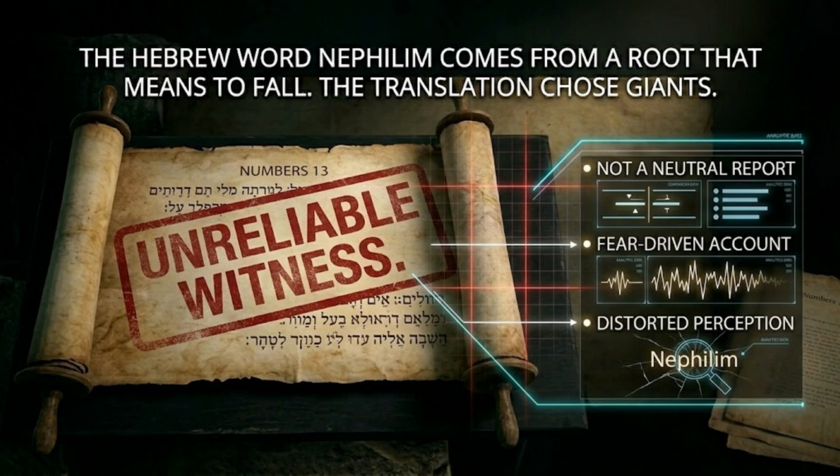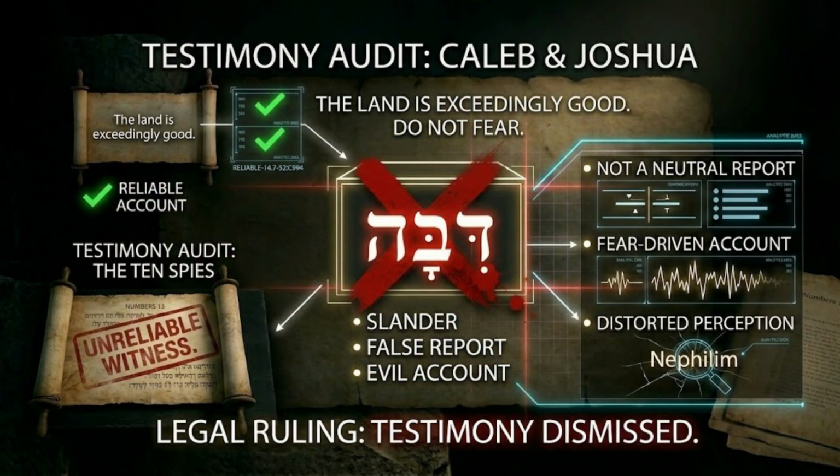This is not a neutral report from credible observers. This is a fear-driven account from men who have already decided the mission is impossible. Caleb and Joshua, 2 of the 12, gave a completely different report from the same mission to the same land at the same time. "The land is exceedingly good," they said. "Do not fear the people of the land. The Lord is with us." The text then records that God himself characterizes the 10 spy report as a dibba, a slander, a false report, an evil account against the land. In legal terms, the court has already ruled on the credibility of this testimony. It ruled against it, by name.